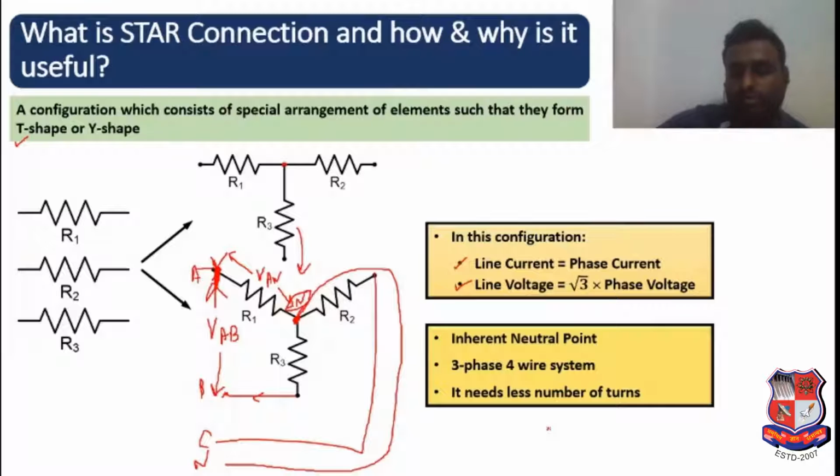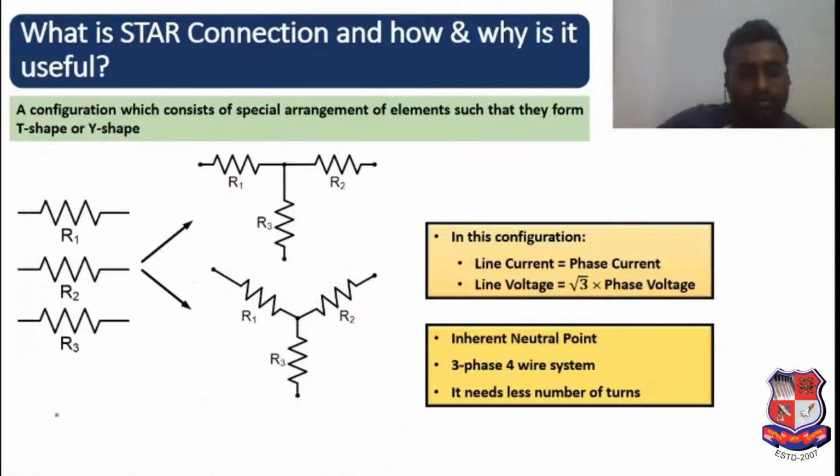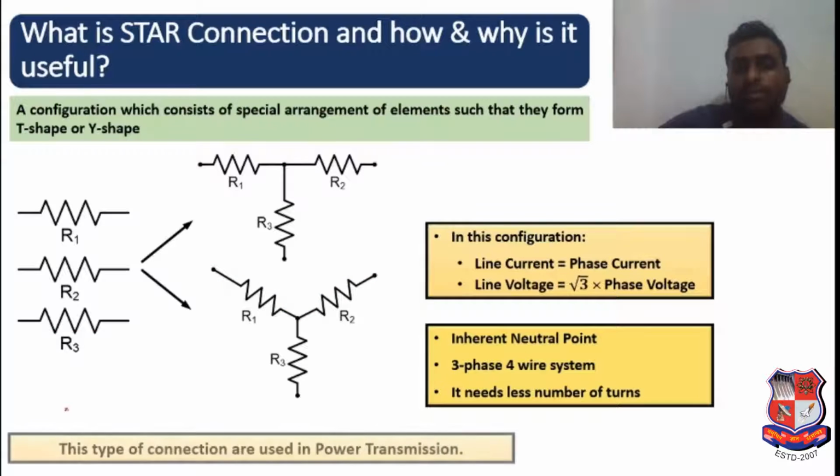And it needs fewer turns. These are the important features, and the important application is that this type of connection is used in power transmission. Power transmission means alternators which generate electricity, and it is then transmitted. Whenever power is transmitted, the application is star connection of those windings. An alternator will have some winding, and transformers will also have some winding. Such applications will use star connection.